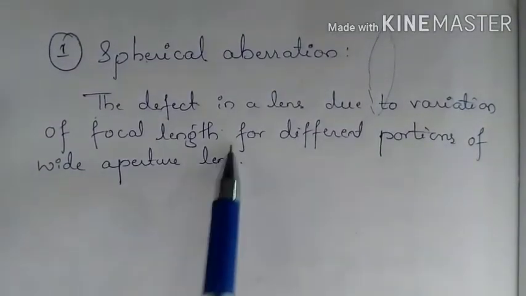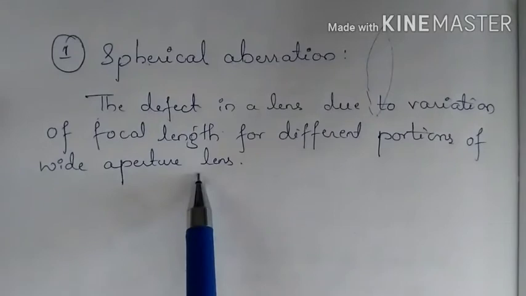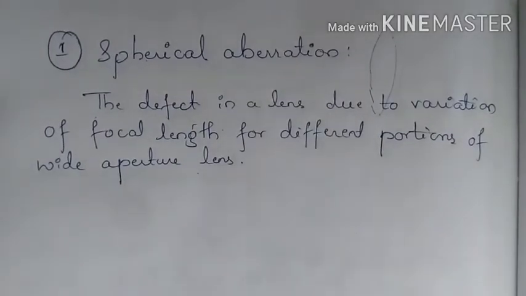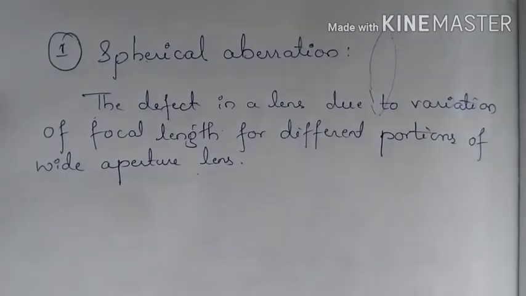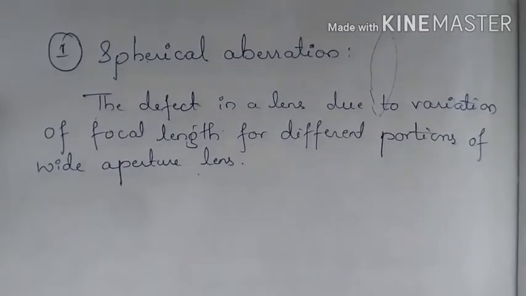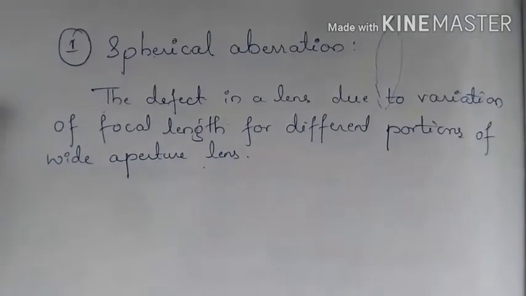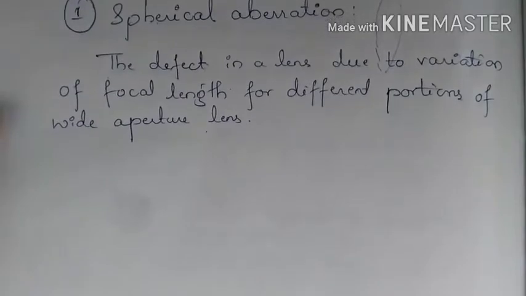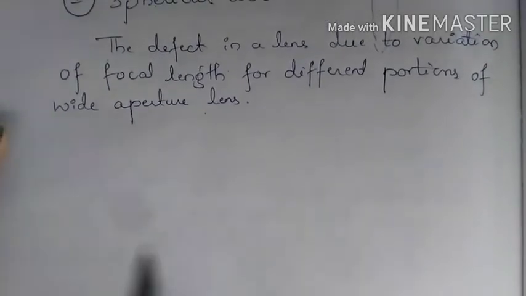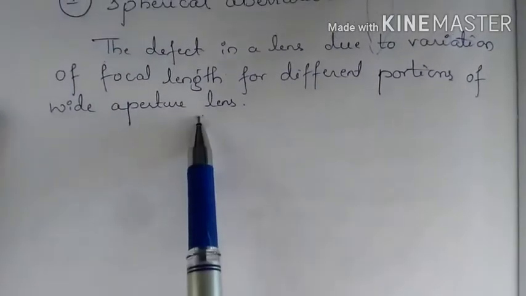In my previous lectures I have explained about what is aperture and what is the curvature, what is principal axis, and what is focal length, what is principal focus. If you don't know any of this, then please go back to the previous lectures that I have made, then you will clearly understand this unit.